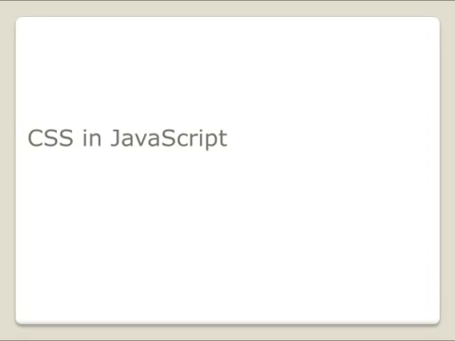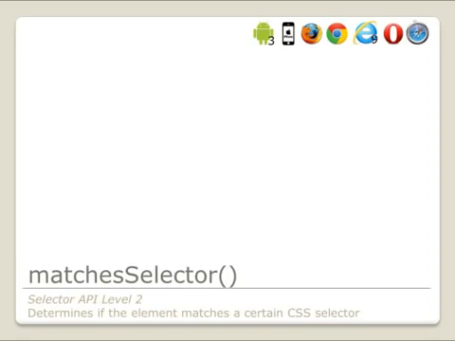The next section is on using CSS in JavaScript. Now, as our web application UIs have gotten more complicated, we've had to do more CSS type stuff in JavaScript. And there are a bunch of APIs that help you do that. First is matches selector. This is part of selector API level 2, and it determines if an element matches a certain CSS selector. So let's say that you have an element with an ID of foo.